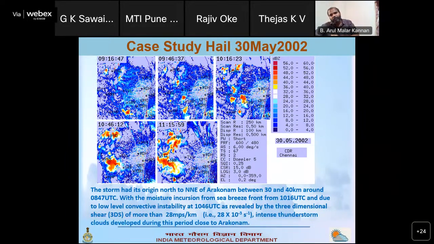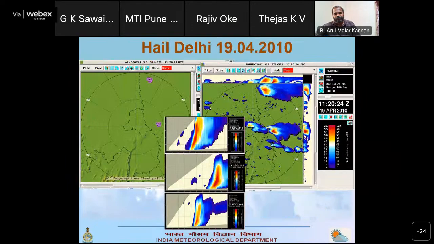Very close to the tropics, we can see that the tropopause is going to be much higher, and your melting layer also is normally not exactly at 4.55 kilometers. It will be slightly lifted up, and as such, getting hail is a very difficult phenomenon. But there are reported cases where we had hail even at Chennai.